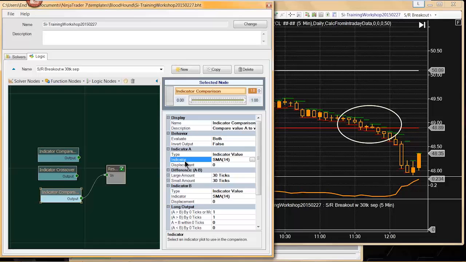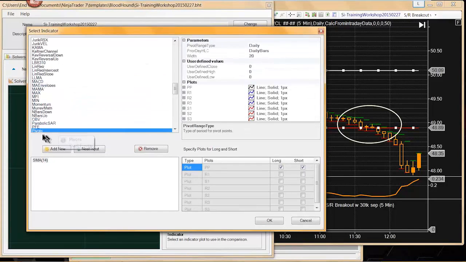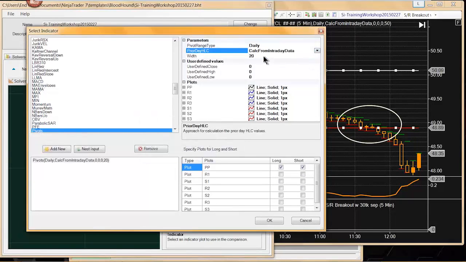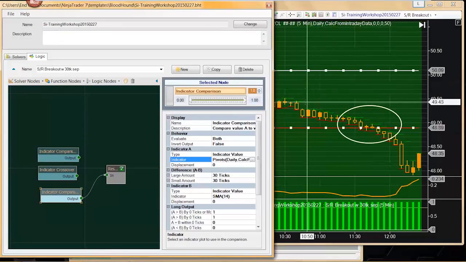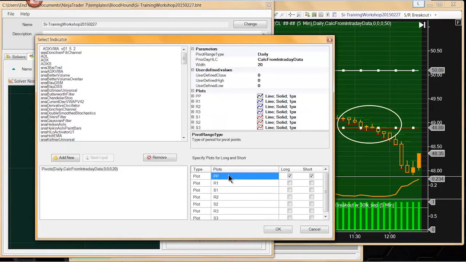And next, we need to set indicator A. We'll set that to the PP plot, and we'll set indicator B to the S1 plot. So let's go set those indicators up. I'm just going to set them up the same way as I did before. This is only going to be the PP plot, and we're going to generate a long and short signal. Keep in mind that when we're looking for a 30 tick separation, that doesn't define a long signal or a short signal. That separation is good for both. So since we're looking for a separation, that's why the PP line is going to be used for long and short signals.